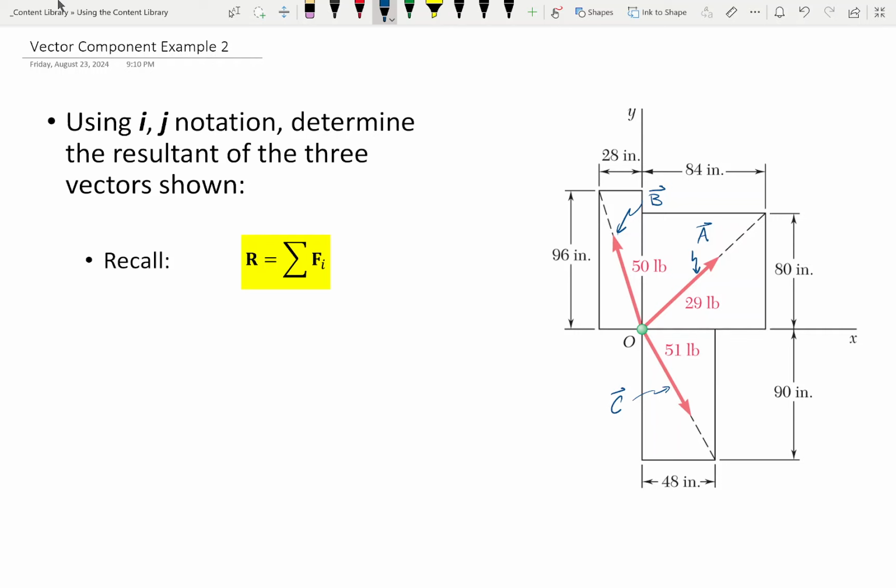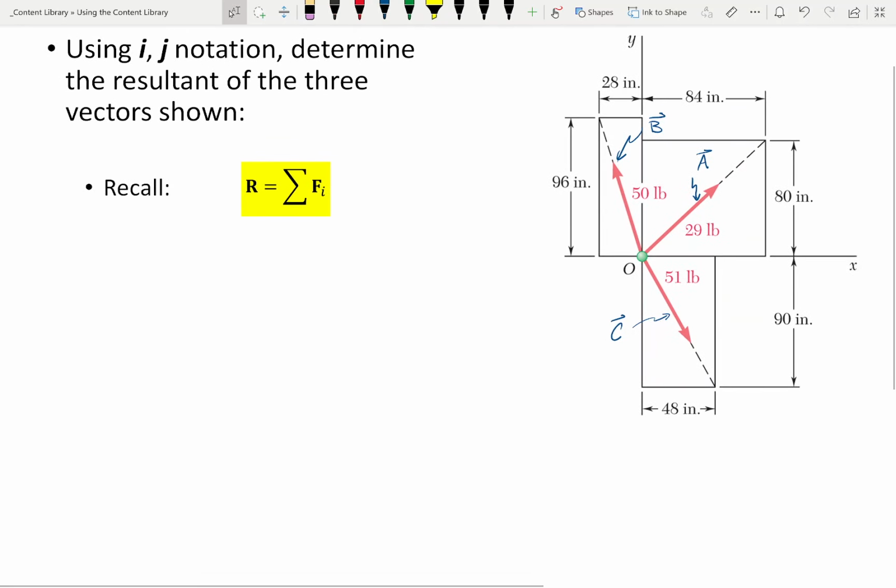Now, one thing that's different in this problem from the last one is that the last one gave us an angle of 35 degrees. We were not given an angle in this problem. Instead, we know vector A is along this line, and the line is defined by this 84 inches. So we're going to have to figure out the angle from this and then start doing the trig. Let me walk you through vector A first.